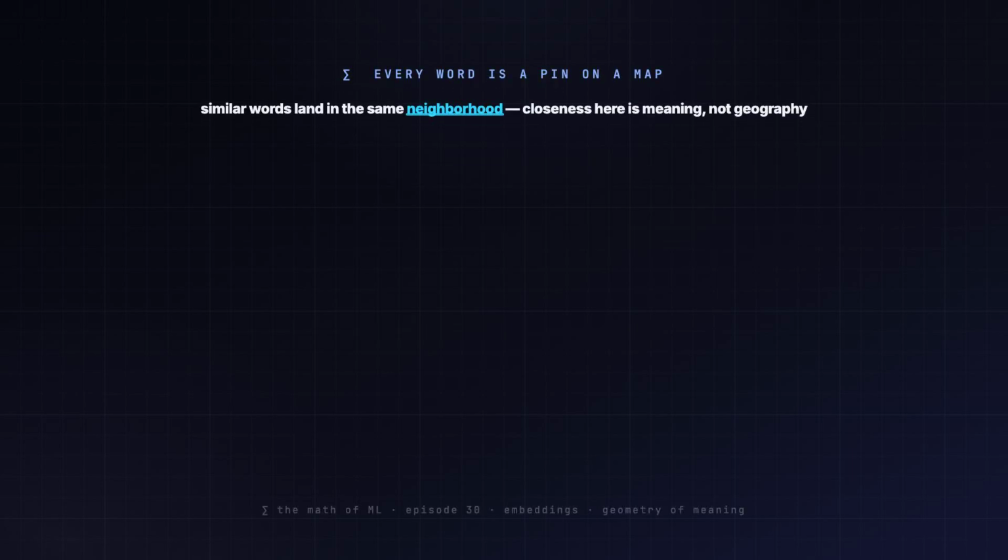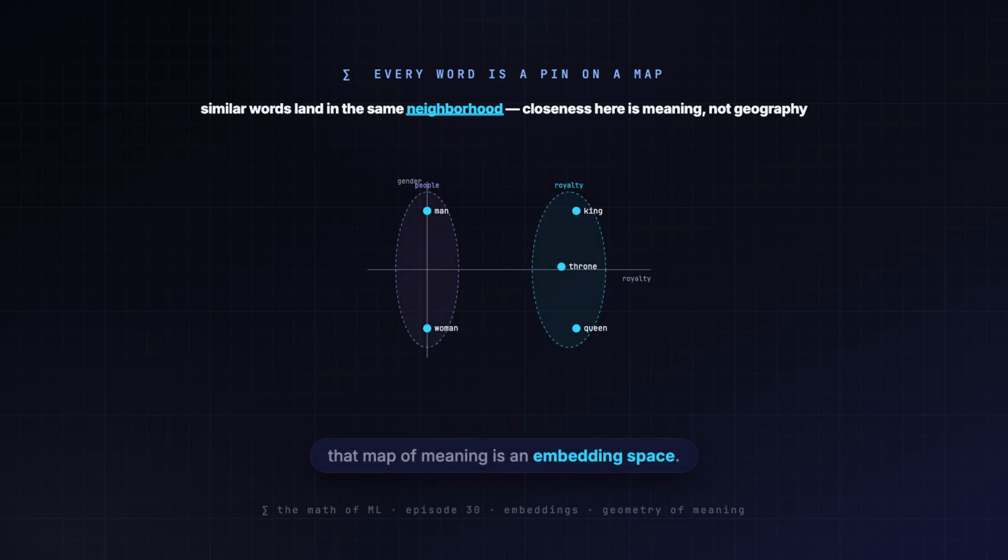Imagine a giant map where every word is a pin. Cities that have something in common end up in the same neighborhood: king and queen near royalty, man and woman near people. On this map, closeness is not geography, it's meaning. That map is an embedding space.